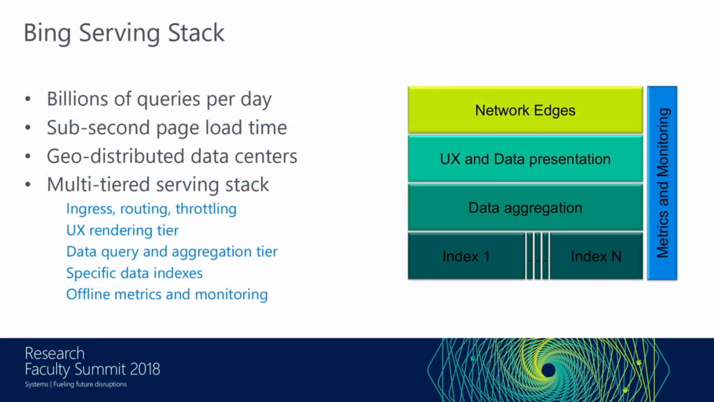So here's a high level of the Bing serving stack. It's a multi-tier stack hosted in servers geo-distributed around the world. Each tier is on its own deployment cadence as well as its own code base. We handle ingress, routing, and throttling, then the UX rendering tier, data query and aggregation, and then the various data-based indexes at the bottom. And a vertical along that side is metrics and monitoring.